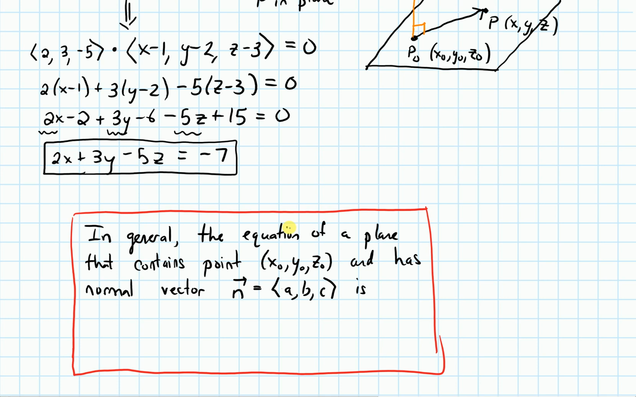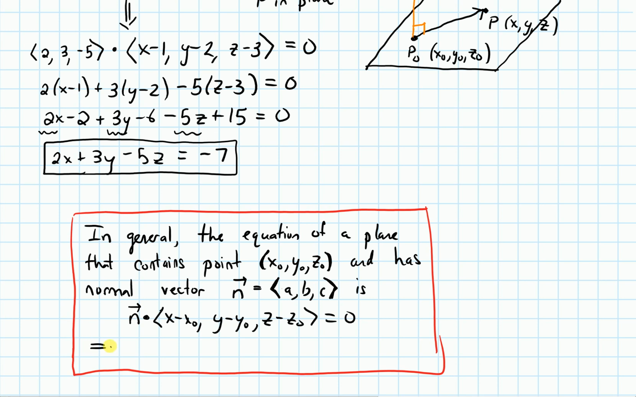In general, the equation of a plane that contains the point x naught, comma y naught, comma z naught, and has a normal vector n, which is a, comma, b, comma, c, once I put it in this component form. Notice how we write a point with parentheses, versus a vector with these sharp brackets. And that's why I distinguish between the two. So in general, you take the normal vector and you dot it with the vector x minus x naught, comma y minus y naught, comma z minus z naught, and you set that equal to 0.